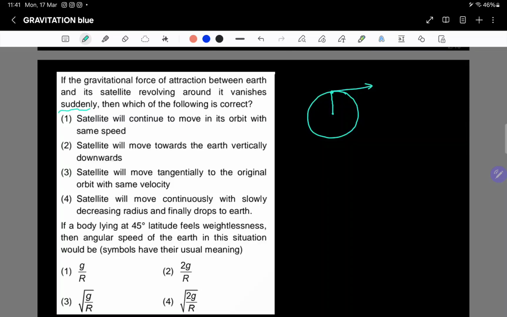No, students. The satellite will move towards the earth vertically downwards? No gravitational force, wrong, students. The satellite will move tangentially to the original orbit with the same velocity. Yes, with the same velocity direction, so it is moving tangentially along the direction. So the third option is correct, students. If the gravitational force of attraction vanishes, it moves tangentially to the original orbit with the same velocity.